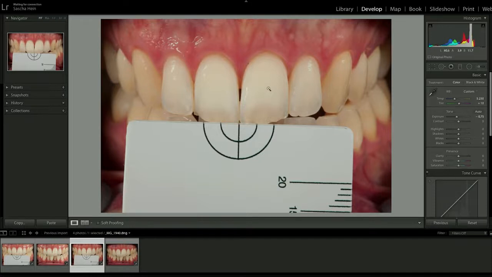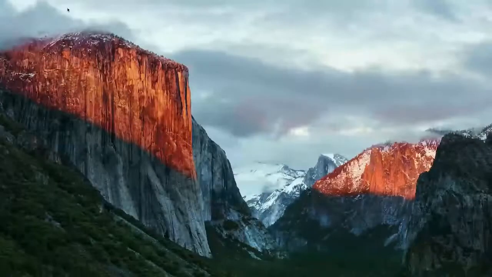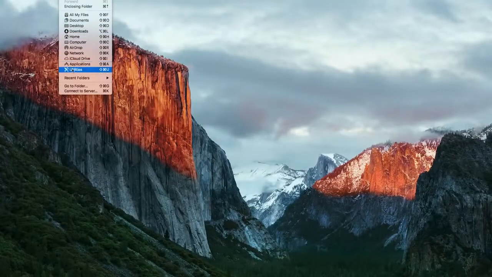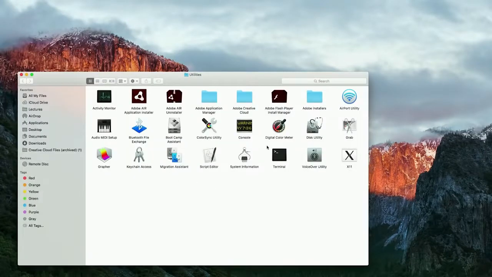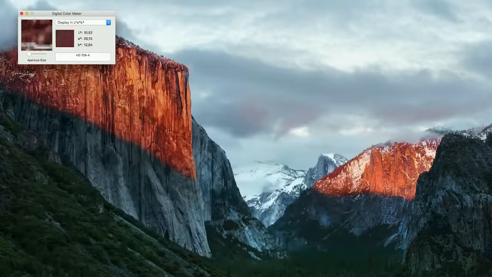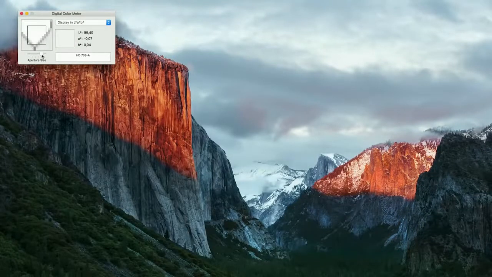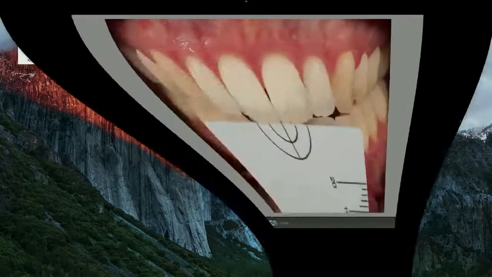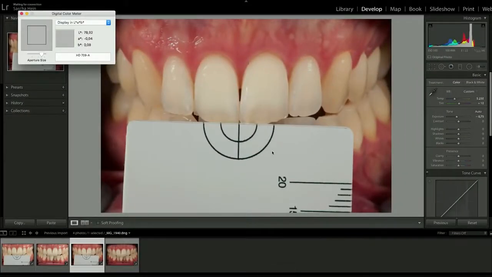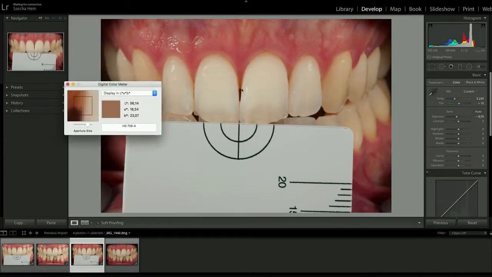Now, this is very useful for analyzing shades. And if you are on a Macintosh computer, there's a little piece of software already on your computer that you don't have to purchase. You find it in the utilities folder here, and it's called the Digital Color Meter. You open the Digital Color Meter, and what it does is measure color in LAB values. So while I move my cursor over any object in the image, the Digital Color Meter is measuring the color coordinates using the LAB system.